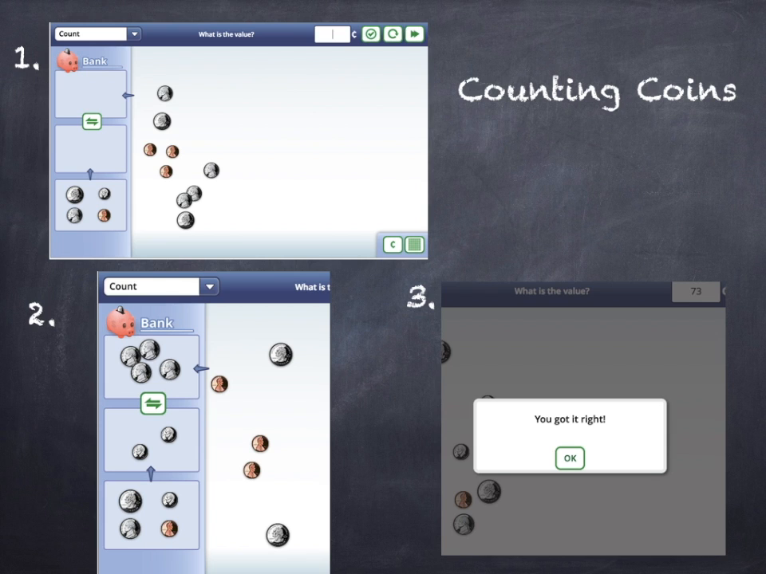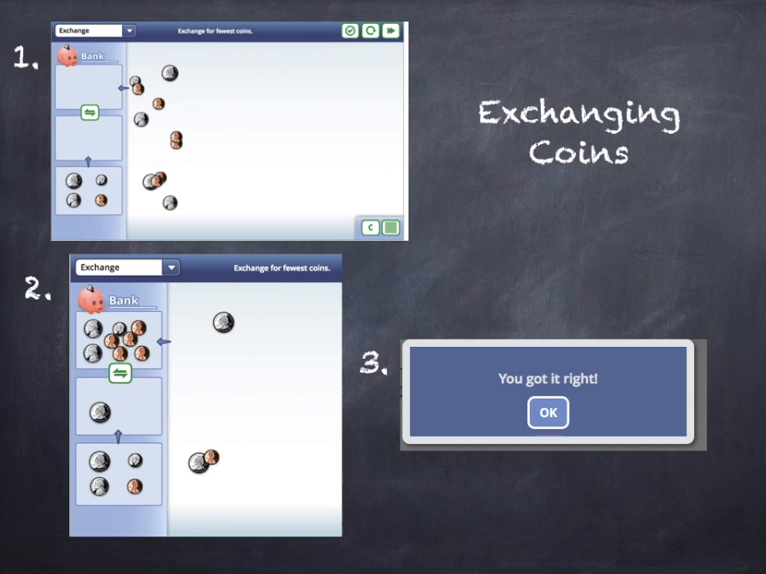So when the students are doing this, they're going to exchange those smaller coins for the bigger denominations of coins, and then they'll get those coins back. So when I exchanged those 4 nickels, I got 2 dimes back into the white area, and I went ahead and counted those, and I saw that my value was 73 cents, and I typed it into the top box in screenshot 3, and I was able to check my answer and know that I got it right.